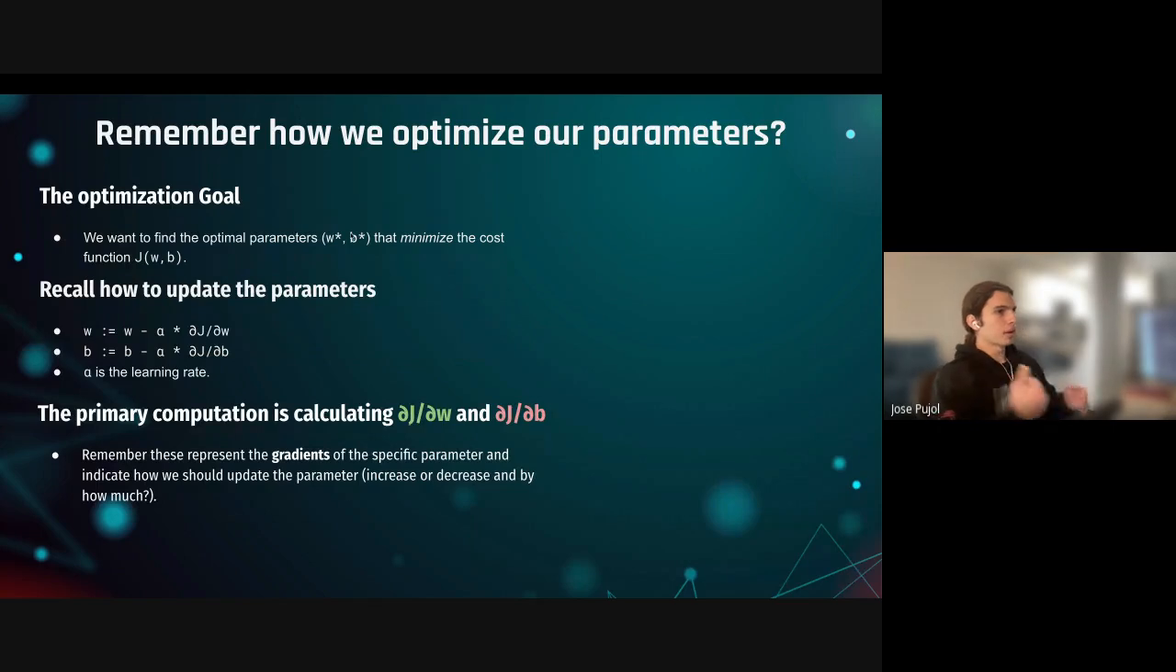But moving on, remember how we optimize our parameters, right? What's our goal? We had that loss function that tells us how we measure the correctness of our model. And we want to find the optimal parameters, W star, B star, the ones that we were randomly initializing before. To update our parameters, it's simply the old value minus the learning rate times the gradient for that parameter. Same thing for the bias. And the primary computation here is calculating these gradients.